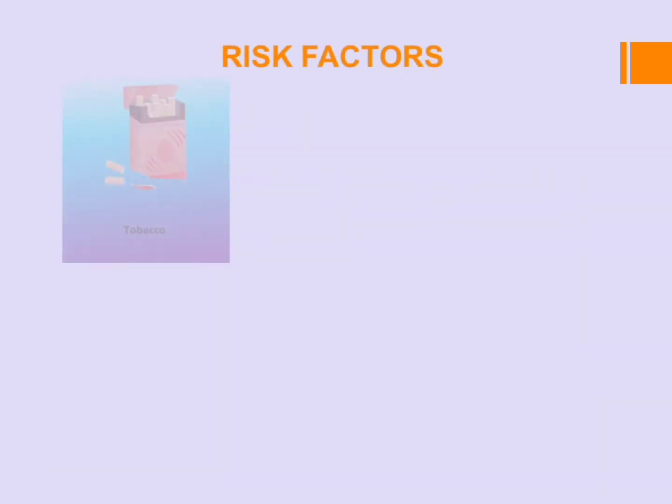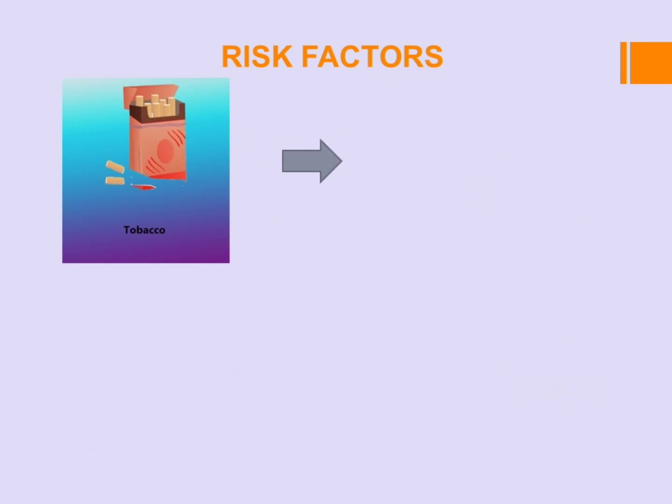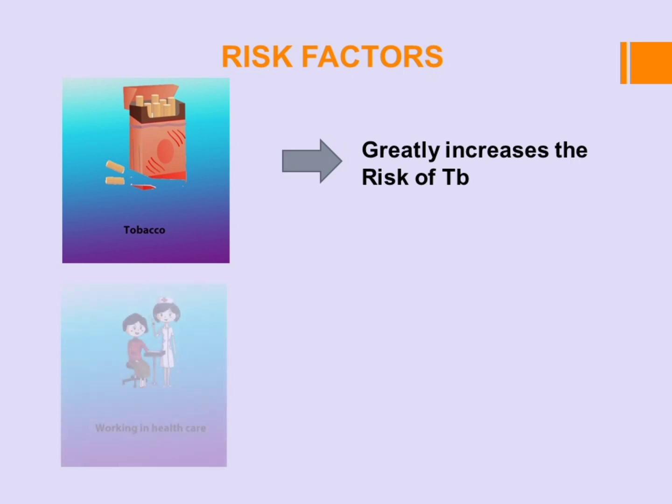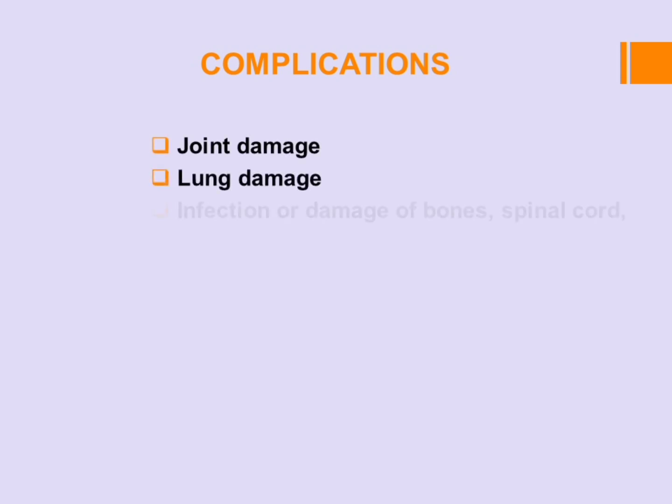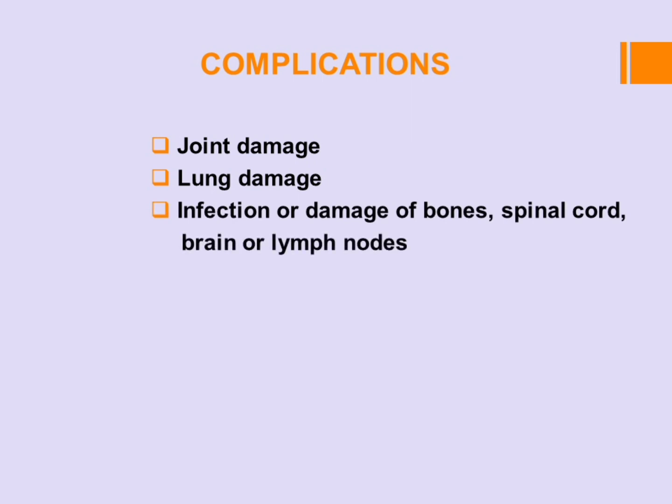Tobacco use greatly increases the risk of getting TB and dying of it. Regular contact with people who are ill increases the chance of exposure to TB bacteria. Tuberculosis infection can cause complications such as joint damage, lung damage, infection or damage of bones, spinal cord, brain or lymph nodes, liver or kidney problems, inflammation of tissues around the heart.